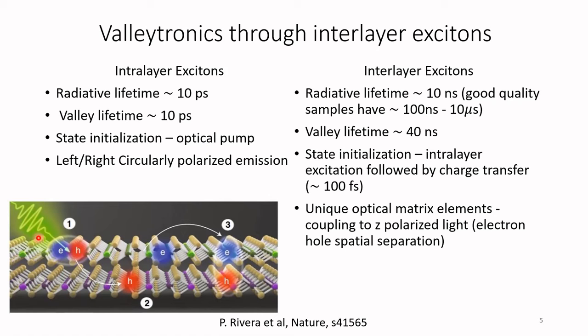State initialization is very easy for monolayer excitons. You just send in one photon, excite the system, and then you have the state. For interlayer excitons, it's a little more complicated. You have to first excite the intralayer or monolayer exciton, after which the hole will tunnel through to the other layer, and this happens on a time scale of about 100 femtoseconds. So it's really fast, almost negligible on the scale of the radiative lifetime. And the hole will always tunnel because the interlayer exciton is the energetically favorable state.